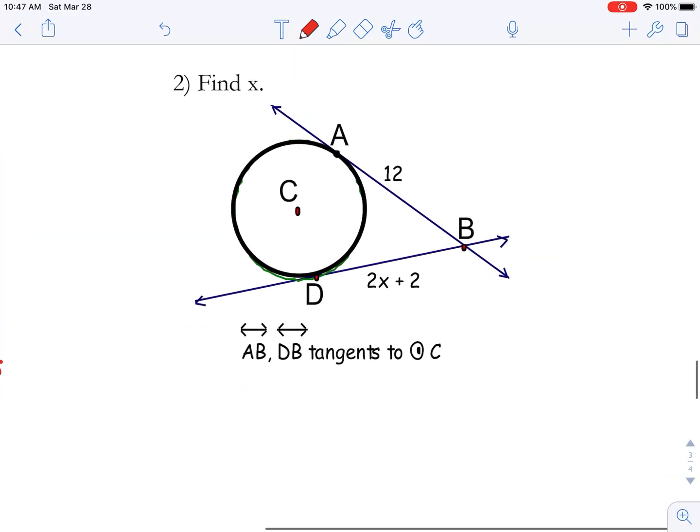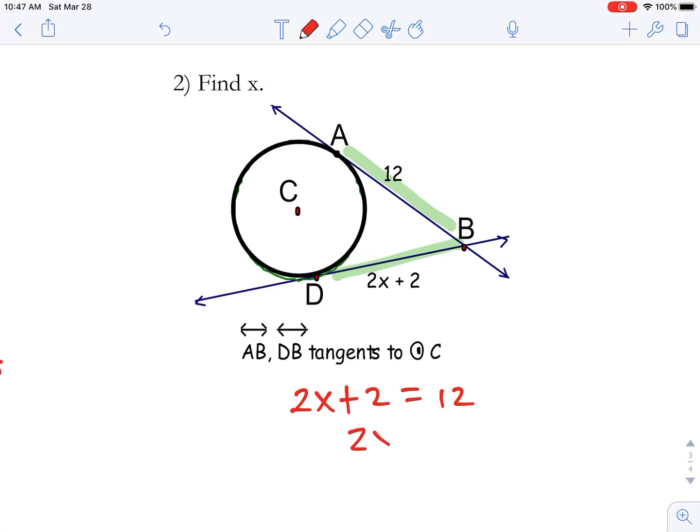On this problem, you've got two tangents meeting, and I just told you this theorem. These two lengths are the same. So you set up an equation where they are equal to each other, and then you just have to solve the algebra. This is just review from last year, and you get x equals 5. That would be your final answer for that one.